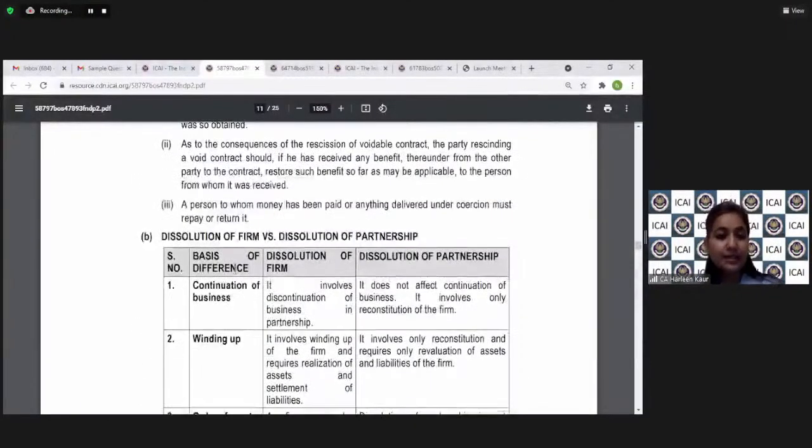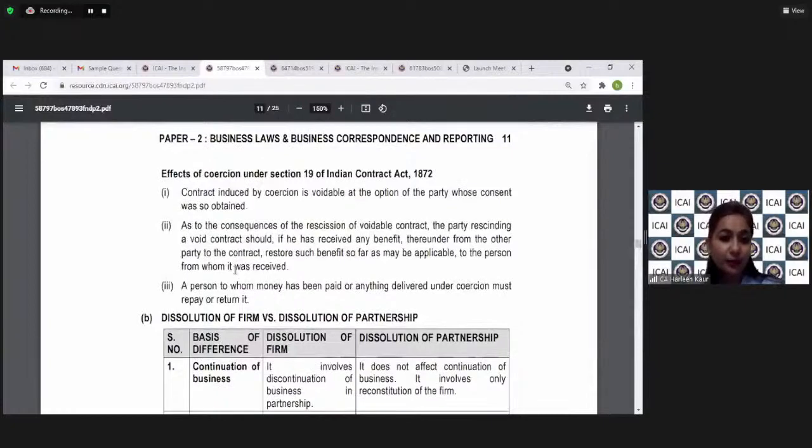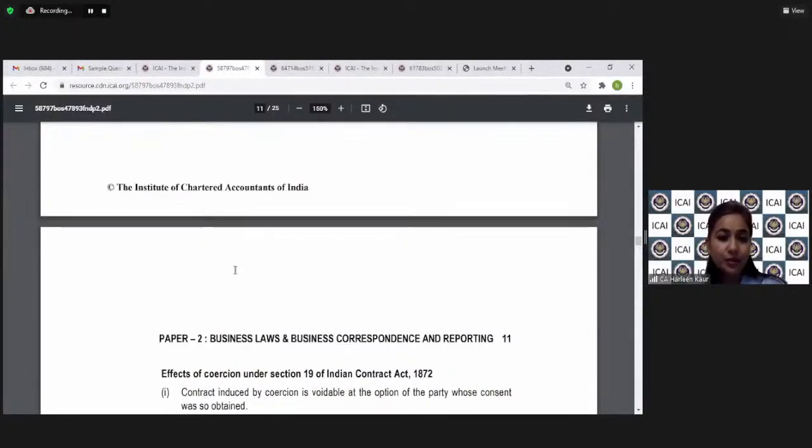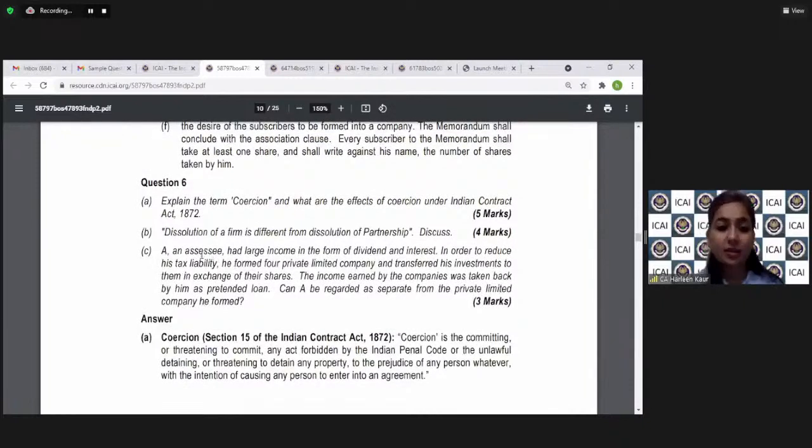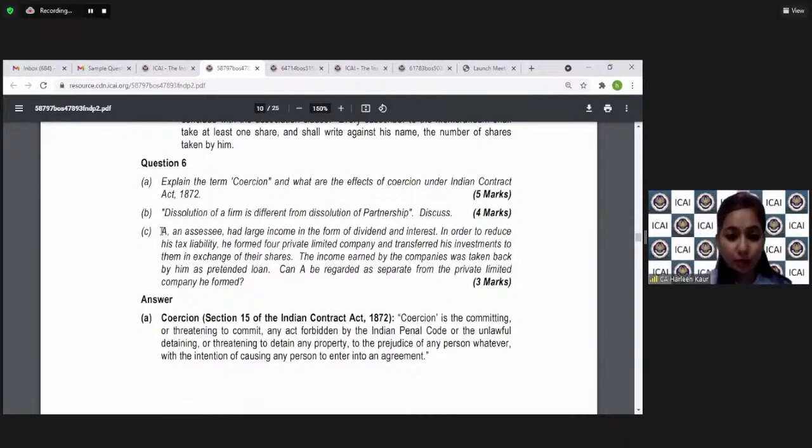Let us see, the examiner has asked you a straightforward question. So I told you around a 15 marks question generally comes, then 4 marks, 6 marks, and 3 marks. This is what I wanted to do because this is the syllabus which we have done so far. So please read this question with me. A, an assessee, had large income in the form of dividend and interest. In order to reduce his tax liability, देखो, आगे ना मैंने आपको कहा था, straight away he will be using the words which are given in the facts of the case.